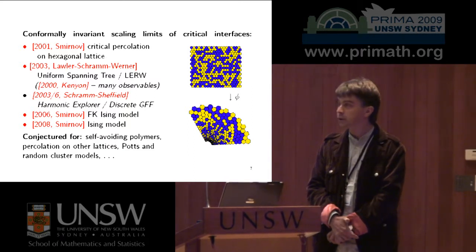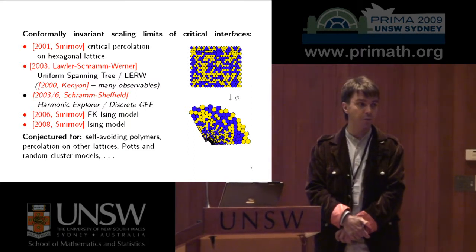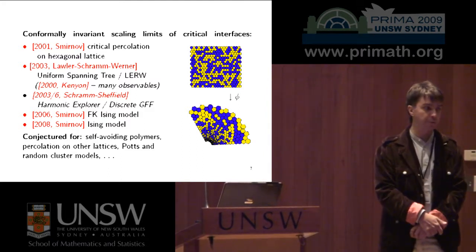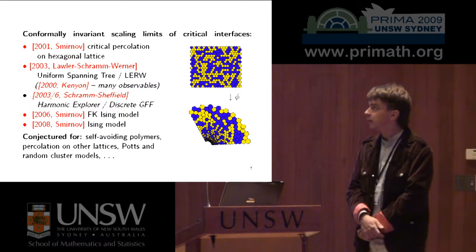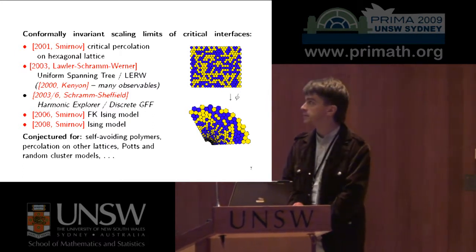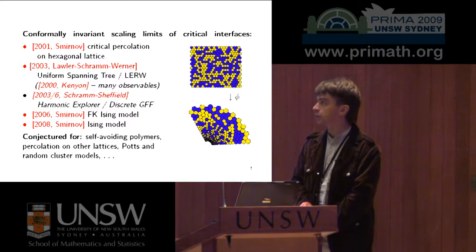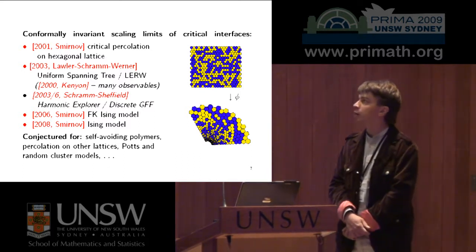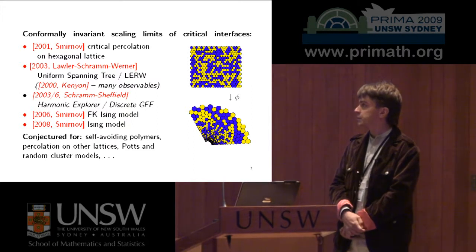overview, saying that indeed there are not so many models where we were able to prove conformal invariance. So there is this very classical example I mentioned of Brownian motion. There is percolation on the hexagonal lattice, and then there are random electrical networks, also called uniform spanning trees. This was done by Lawler, Schramm, and Werner in 2003.